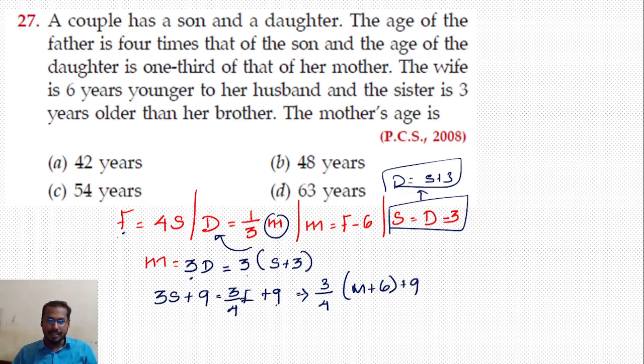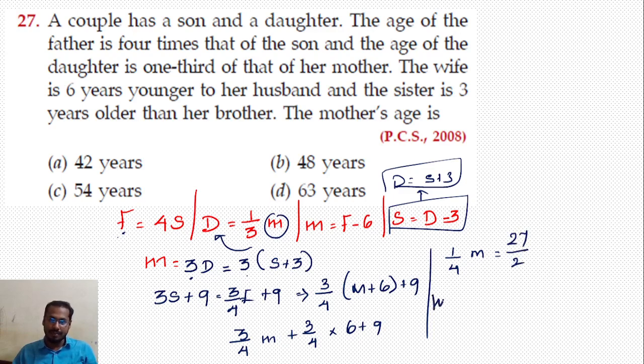So slowly write these equations and solve it, and you will get the answer. Next step, 3 by 4 times m, plus 3 by 4 times 6, plus 9. Convert everything into m, because we want the m value, right? So 1 by 4 m is equal to 27 by 2. If you solve this, m is equal to 27 by 2 into 4, that is equal to 54 years. This is one way of solving the problem.